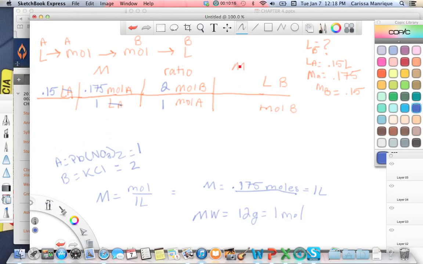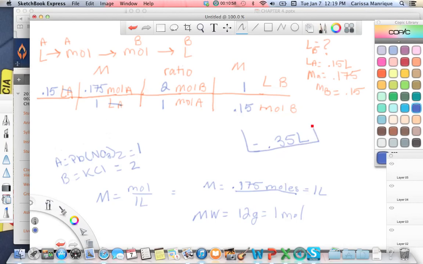Now the last part here is molarity of B, okay? And molarity of B is 0.15. So remember, the number goes with the moles, so that's 0.15 moles per 1 liter. Okay, now let's multiply this all out. We have 0.15 multiplied by 0.175 times 2, and that whole number divided by 0.15. So I'm getting 0.35 liters. And this is the final answer here.